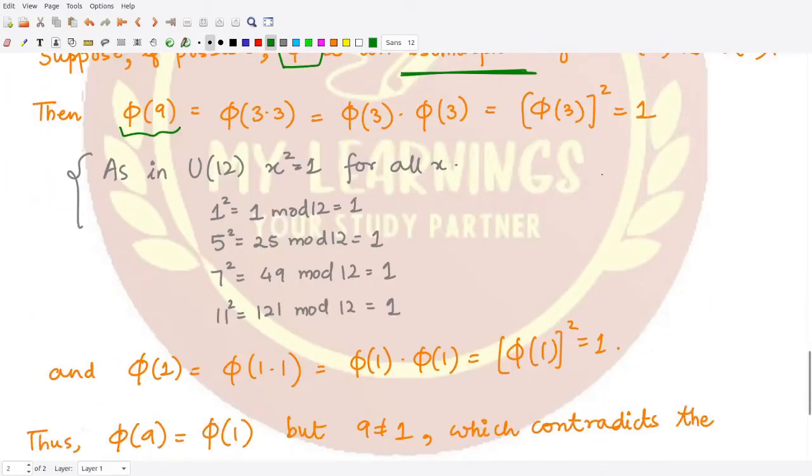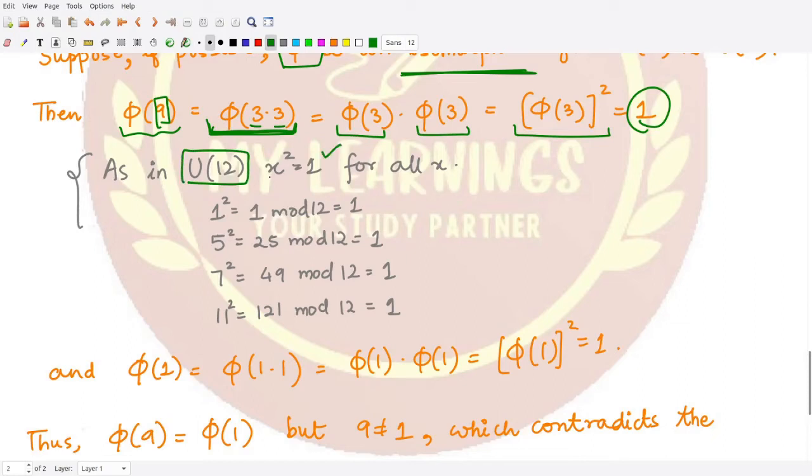When we apply phi onto 9, you can write 9 as 3 multiplied by 3, no issue. Now because we have the operation preserving property, phi of 3 times 3 could be written as phi of 3 multiplied with phi of 3 according to the operation preserving property. So this could be written as phi of 3 whole squared. Now this thing is equal to 1. Why? Because in U12 we have this equation true for all the elements. That means if you have the square of some number, it is always equal to 1.